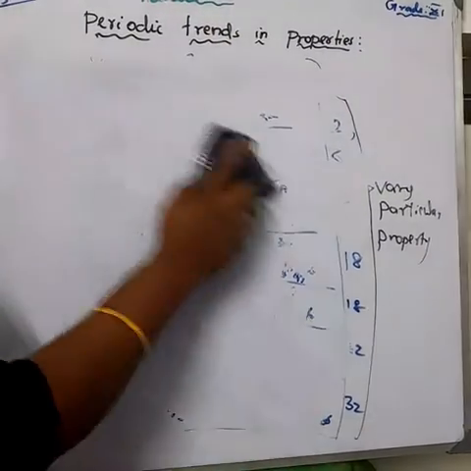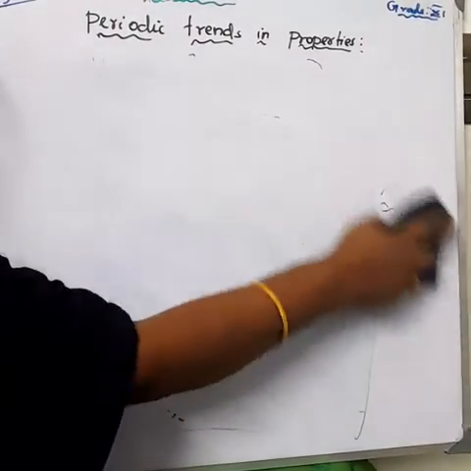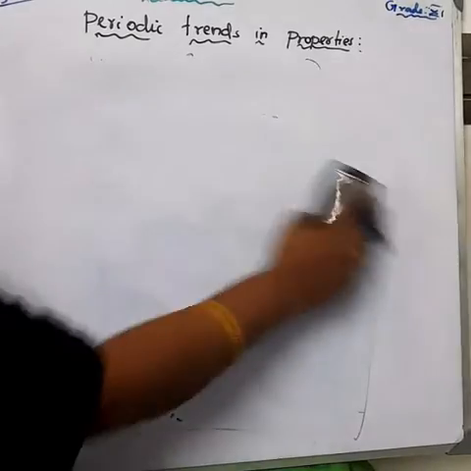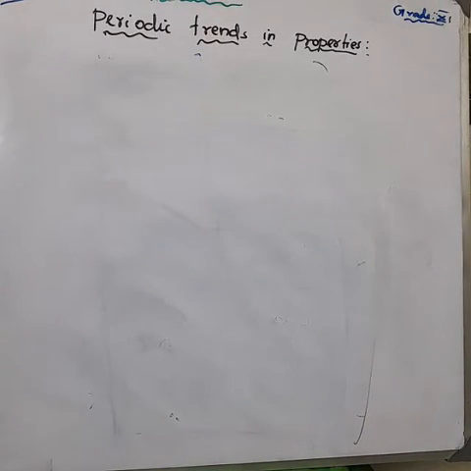Second is ionic radius. Third, ionization enthalpy or ionization energy. And fourth one, electron affinity, otherwise called electron gain enthalpy. And finally, electronegativity. These properties show gradual variation. When atomic number increases, these particular properties vary very gradually. Understood?